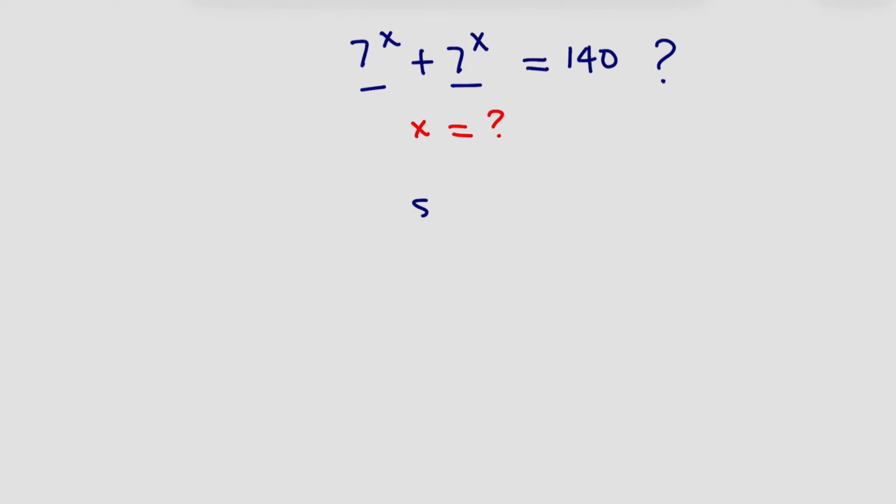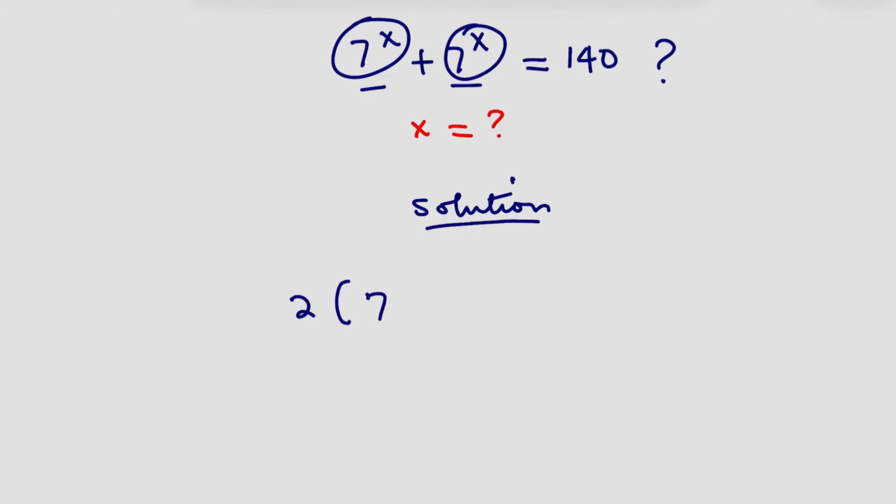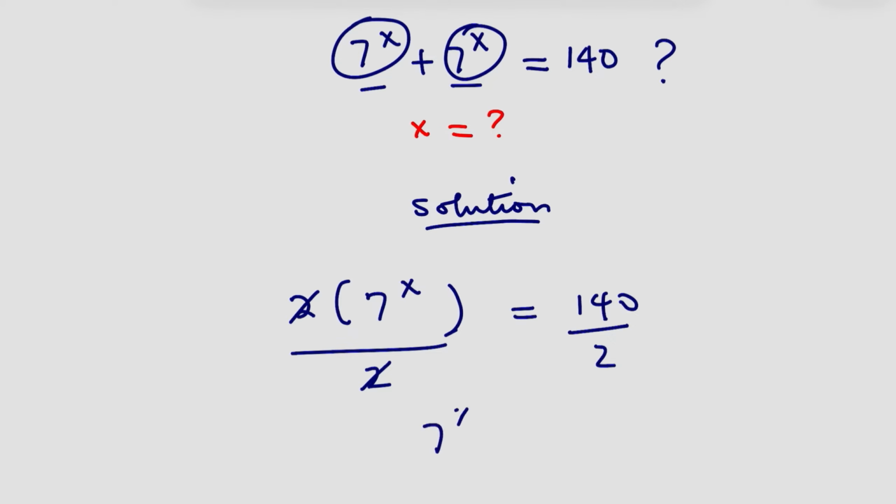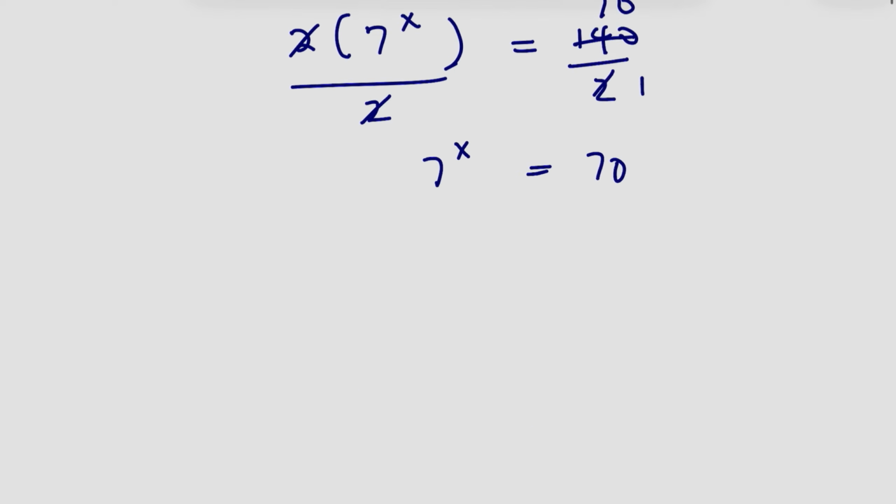And to begin this problem, since we have 7 raised to power x and 7 raised to power x, that means we are doing 2 of 7 raised to power x is equal to 140. Let us divide by 2 to give us 7 raised to power x is equal to 2 in 140 is 70. So the problem simplifies to 7 raised to power x is equal to 70.